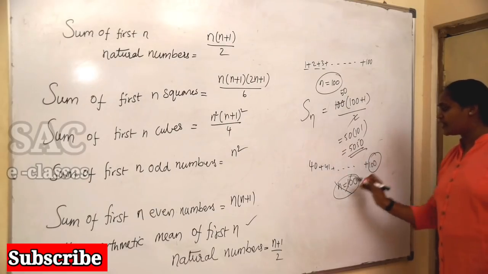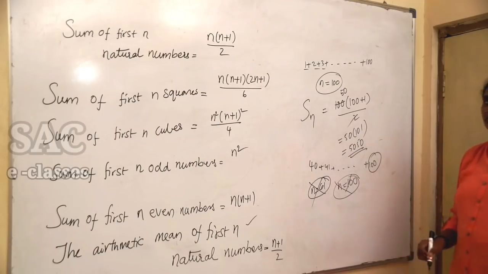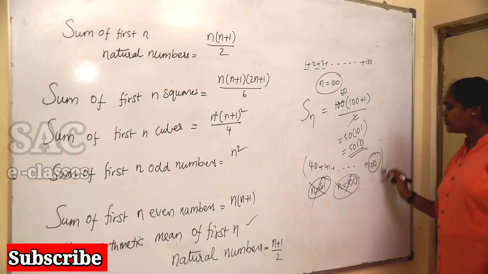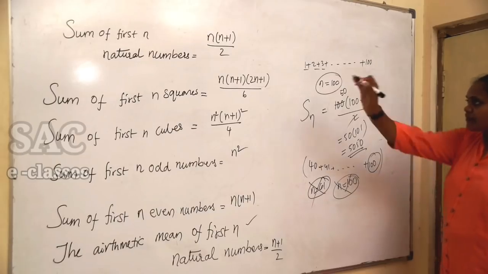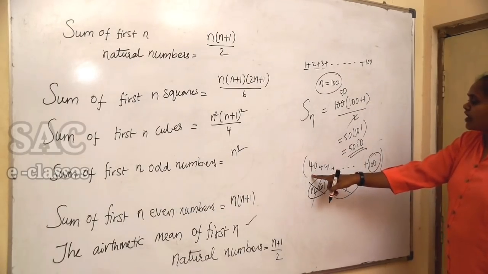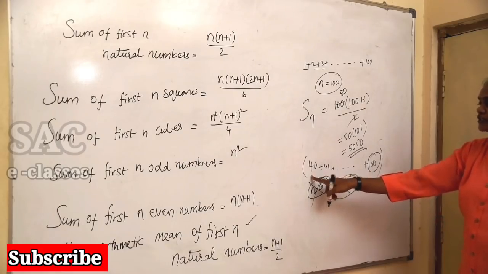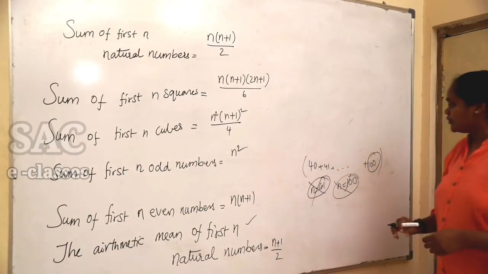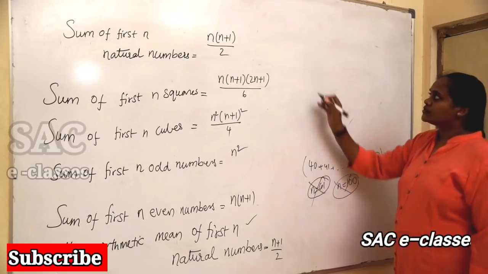Maybe 40 to 100 means it is 61. Can we think 61? No, we should not think that. Then what are we supposed to do? Here you can use the arithmetic progression formula, the same problem, same formula in this way. You need the terms from 40 to 100, nothing but from number 40 to 100.